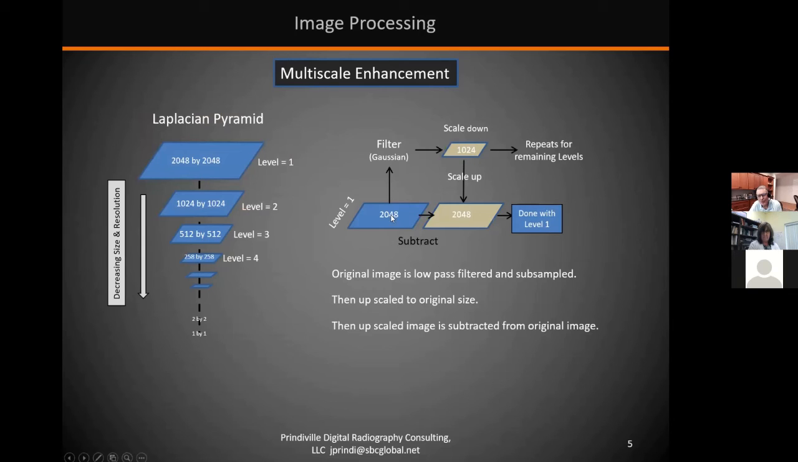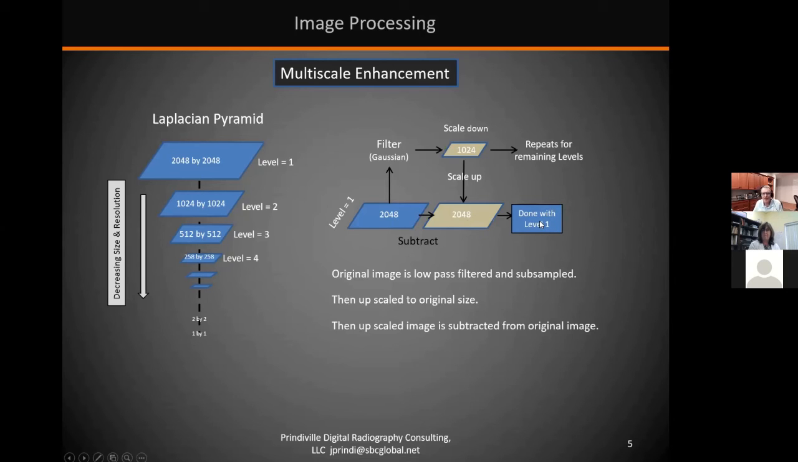Okay, so 2048, run the Gaussian filter, scale it down. Now this looks stupid, but I'm going to scale it back up, so it's the same size as this. Then I'm going to subtract these two images, and I'm going to end up with something I'm going to call level 1. So I have a subtracted image.